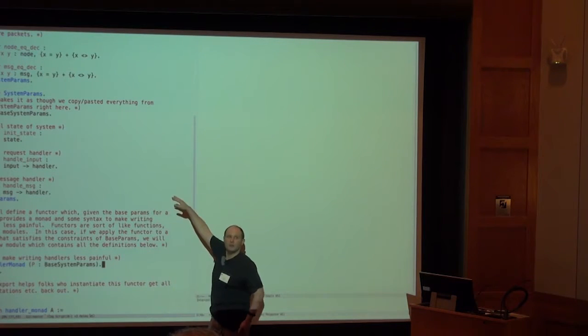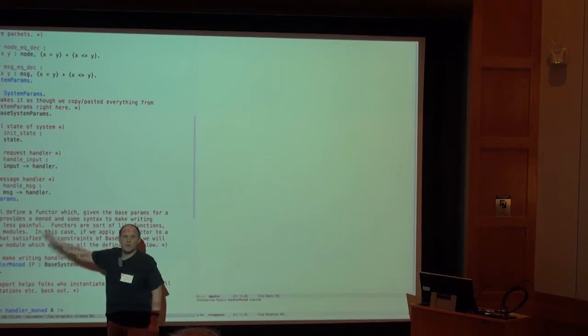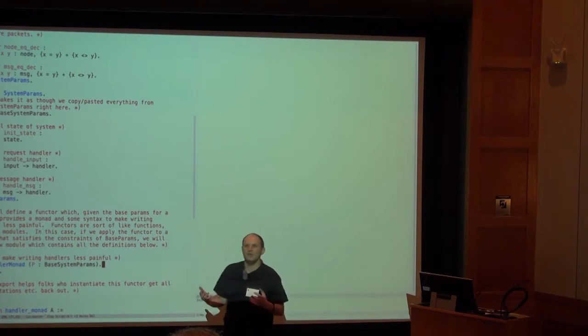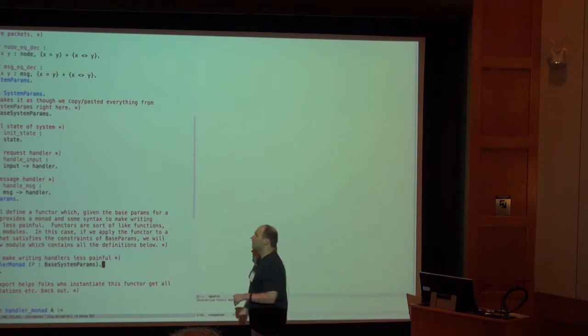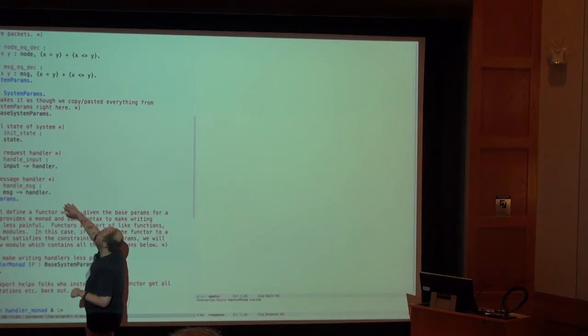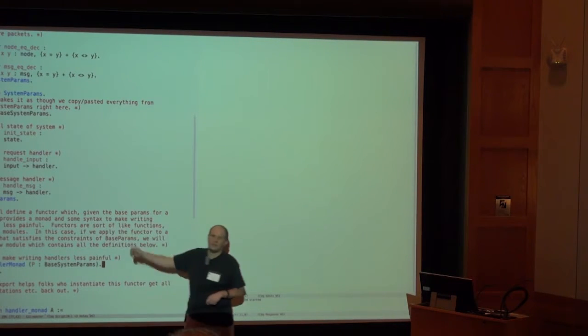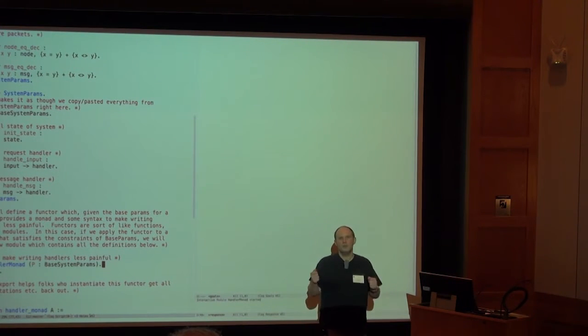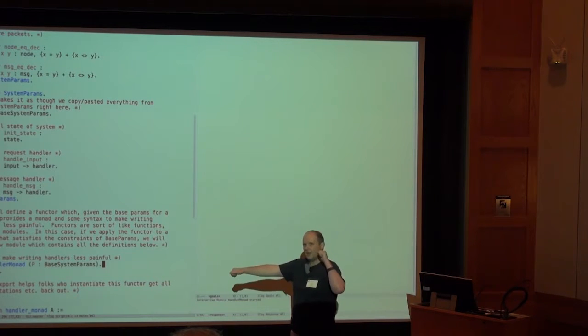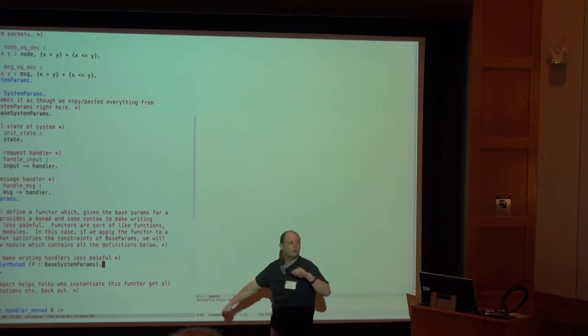And you see where we split it. We did that for a reason, right? So the things in base system params are just type definitions. They're pretty straightforward and easy to write down. On the other hand, for handlers, we want to write code. And it has to have this certain structure. And you're going to end up having very deeply indented code if you don't put it in a monad.